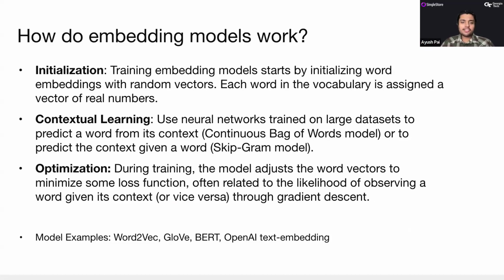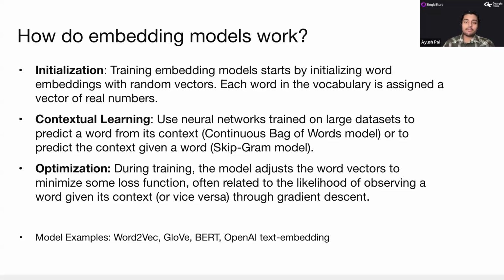And then the process of contextual learning follows, which is where neural networks consume vast amounts of text data to understand language patterns. So these are neural networks that are trained on vast corpuses of data. They're going to use newspapers, articles, any vast amount of data. And the more data that you have, the better these embedding models are going to be.